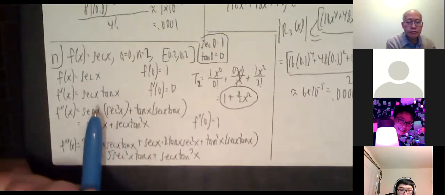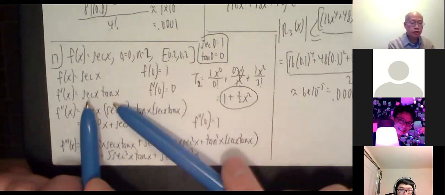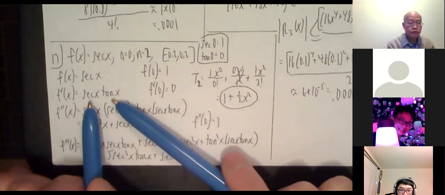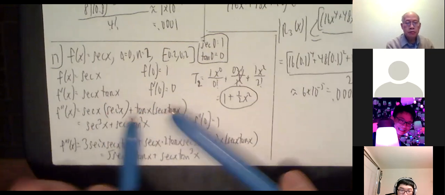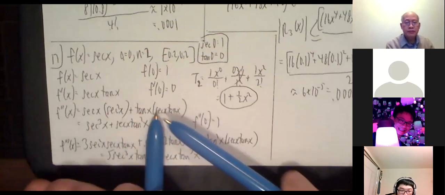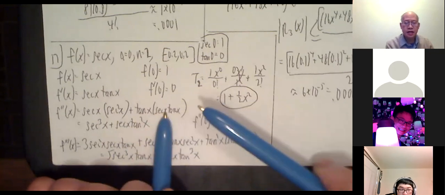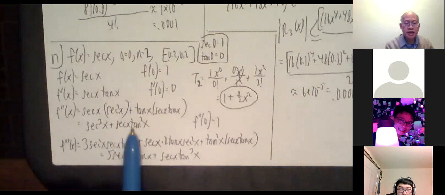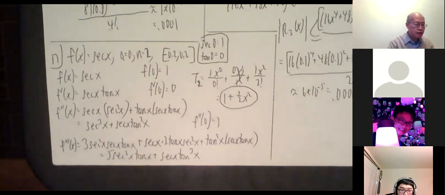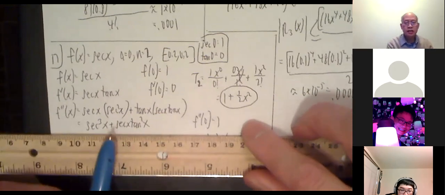F double prime, unfortunately I have to do the product rule. So first times derivative of the second, secant times secant squared x, plus second function, tangent x, times derivative of the first, secant x tangent x. So this cleans up to be secant cubed x plus secant x tangent squared x. That's all I need if I just want T2.